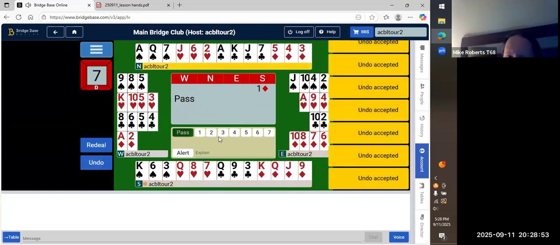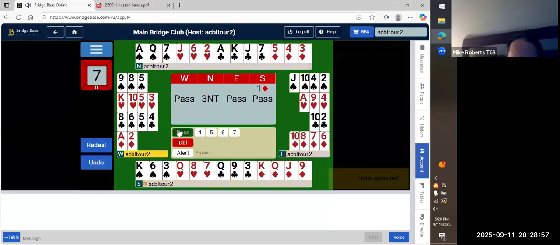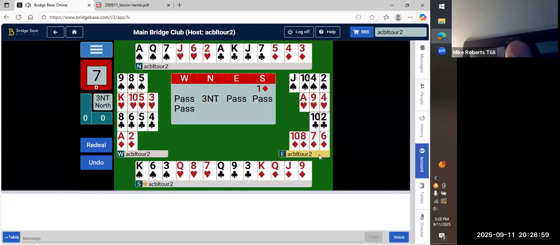So let's see, if North bid three no trump, that also should end the auction. East again should still try and lead fourth best from their longest suit. If this was a suit contract, you'd lead the jack of spades.